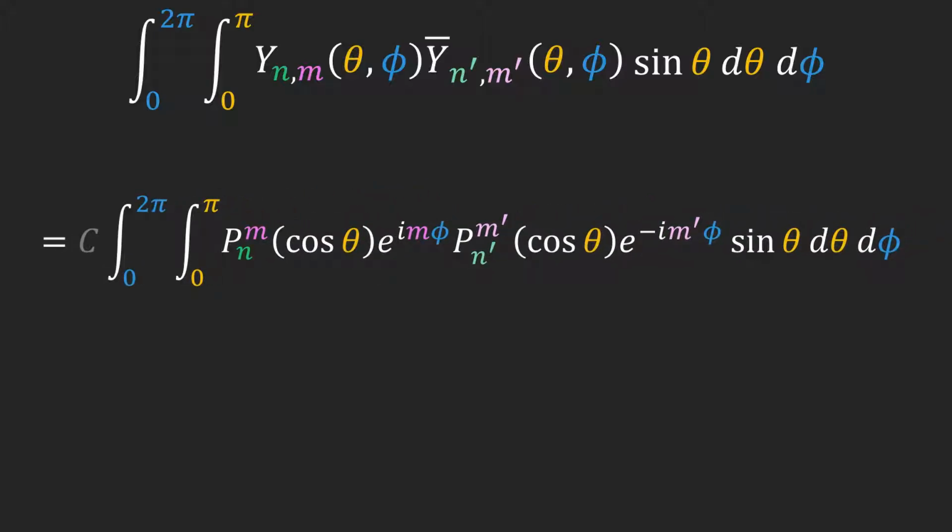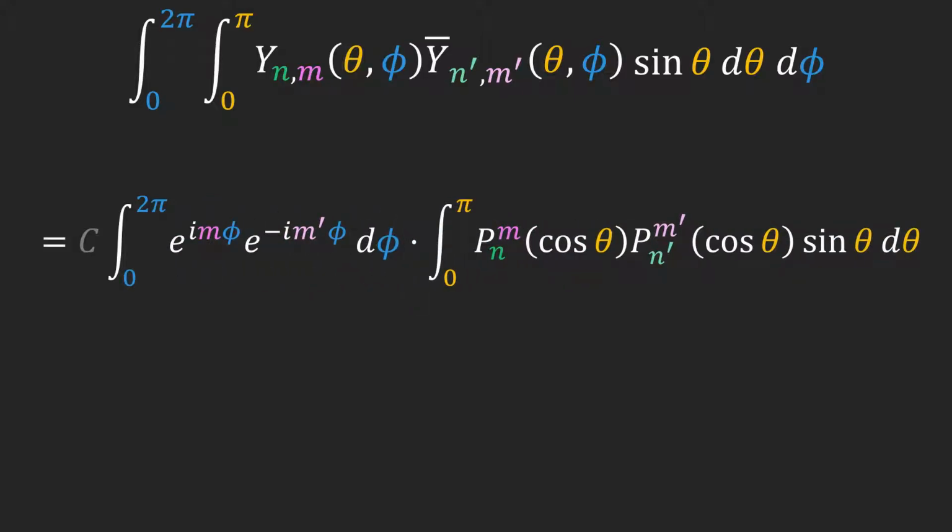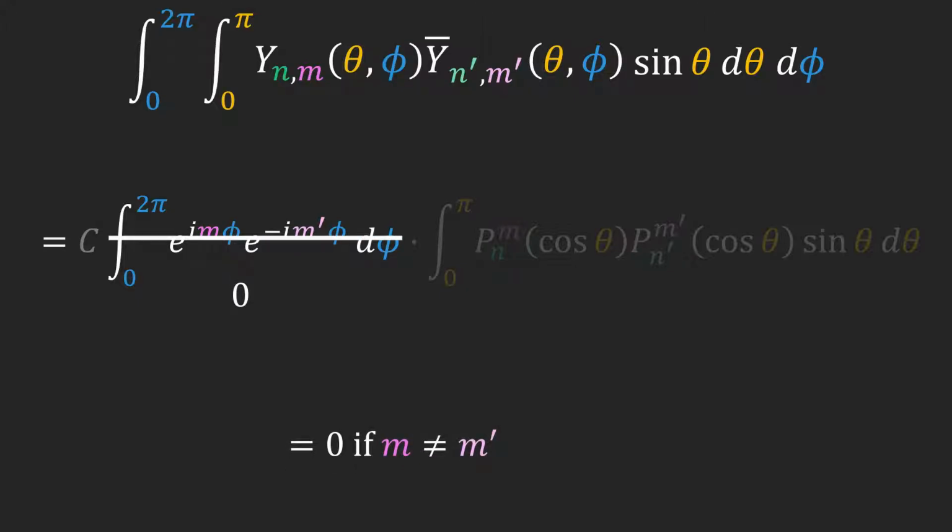Now, since our spherical harmonics are multiplicatively separable functions, we can rewrite our integral as a product of an integral in phi and an integral in theta. For the first integral, we already know from section 2.6 that distinct complex exponentials are orthogonal. So if m and m prime don't match, then this integral comes out to 0.